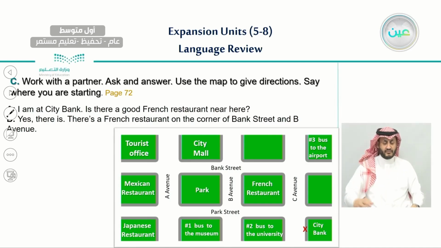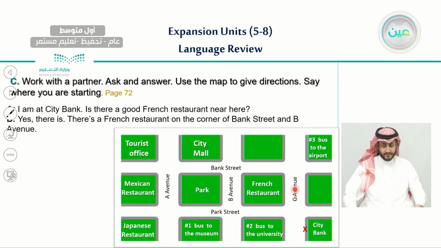The first person says, "I am at the Citibank. Is there a good French restaurant near here?" So the speaker who wants directions is here at the Citibank. Let's read the directions and see how he reaches the French restaurant. So the answer will be, "Yes, there is. There is a French restaurant on the corner of Bank Street and B Avenue." So since he is standing there, the direction is on the corner of B Avenue and Bank Street.